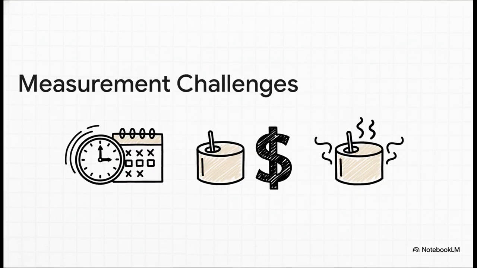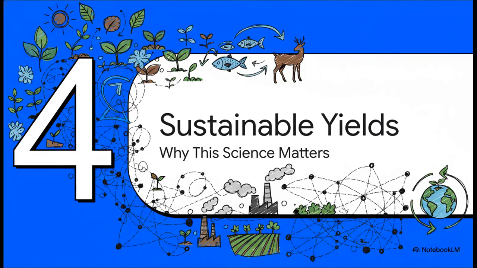But it's not always so easy. Measuring biomass definitely comes with its own set of challenges. It's not a quick process at all. It can take days to fully dry out a sample, and the equipment you need, like those calorimeters, can be pretty expensive. Plus, there's always a risk of error. If any heat escapes when you're burning that sample, for example, your final energy number is going to be wrong. It'll be too low.